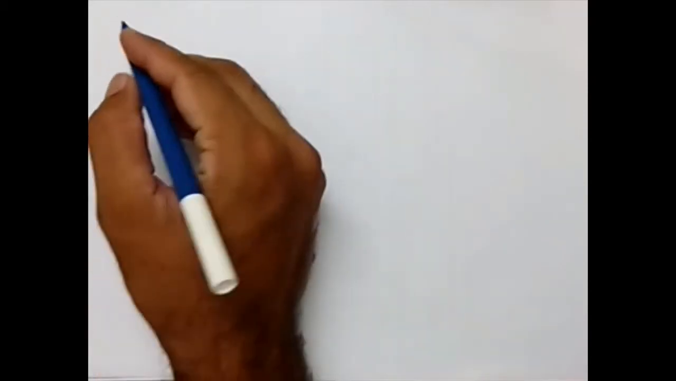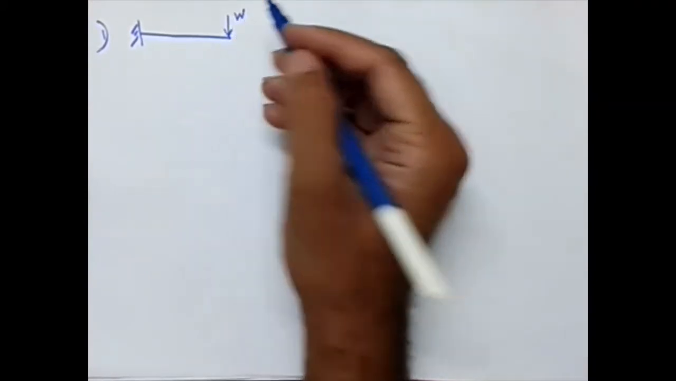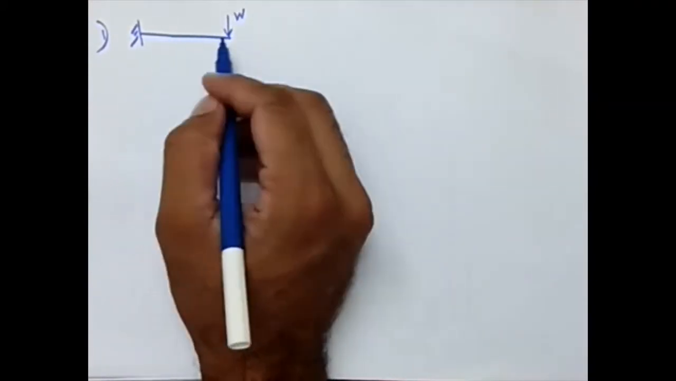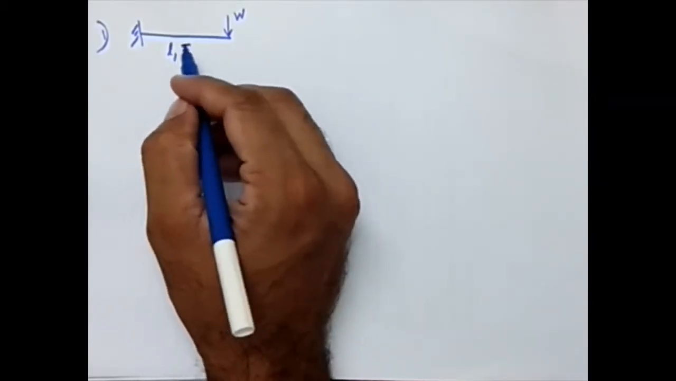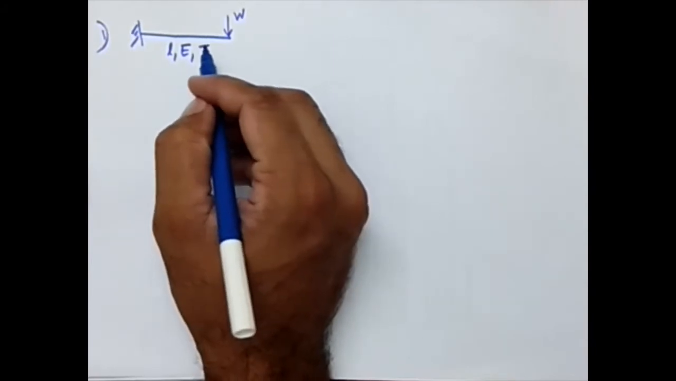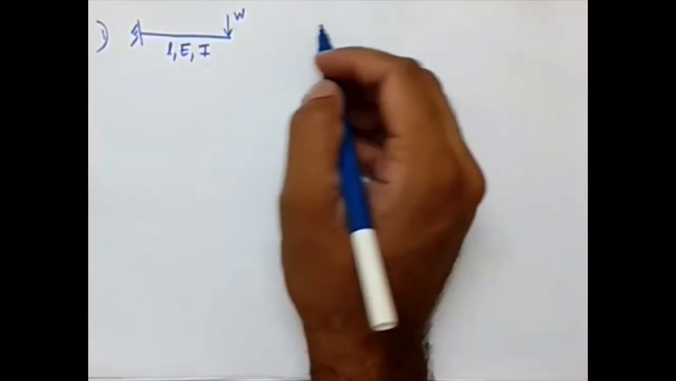We are going to start with the very basic structure, that is the cantilever beam. This is case one, what we are handling: a cantilever beam subjected to a point load at the free end. Let the physical parameters be length L, modulus of elasticity E, and moment of inertia I. I think we have discussed this in the previous lecture, but still let's see how this can be solved.